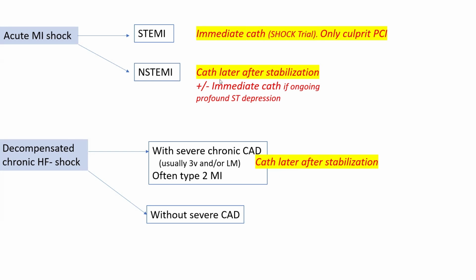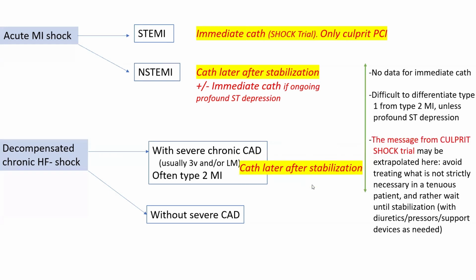Now, some comment on this classification. This MI non-STEMI shock and the heart failure shock with severe stable CAD have a lot of overlap. They are often difficult to distinguish simply because the heart failure shock with severe CAD frequently has type 2 MI and severe troponin rise. So both of those tend to have severe and overlapping troponin rise. So they are difficult to distinguish. The one key feature that I will use to distinguish those two is profound ST depression, mainly ongoing profound ST depression. That's the one that will gear me to say this is non-STEMI shock versus heart failure shock with underlying severe stable CAD.